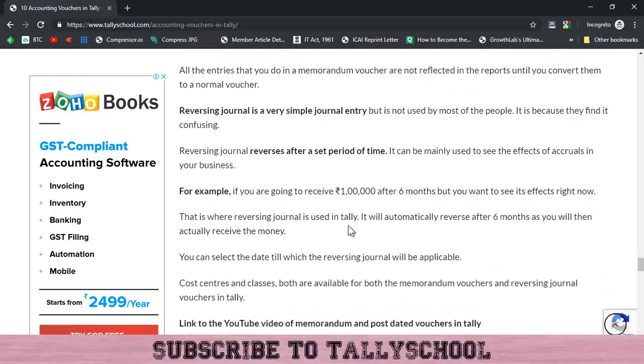The second is reversing journal voucher. So it is a kind of reversing journal which reverses after a set period of time. So this is a very important voucher, and it can be used by big businesses or small businesses if you want to know the position of your business in Tally. So let's take an example from here.